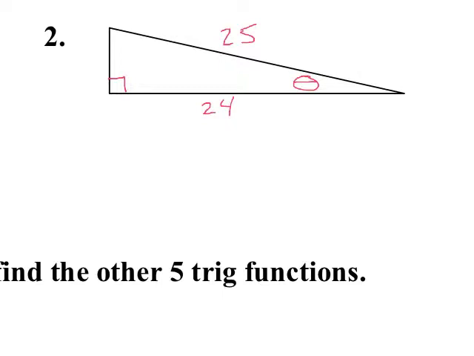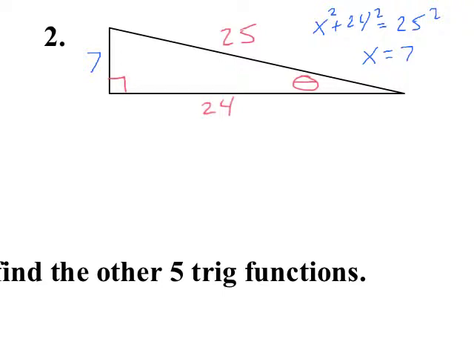Well, in order to do this, the very first thing you have to do is figure out what this side is. So if you do some Pythagorean theorem, and let's call that x just for now, you'd say x squared plus 24 squared equals 25 squared. If you went through and figured all that out, you end up with x equals 7. So that's the very first thing.